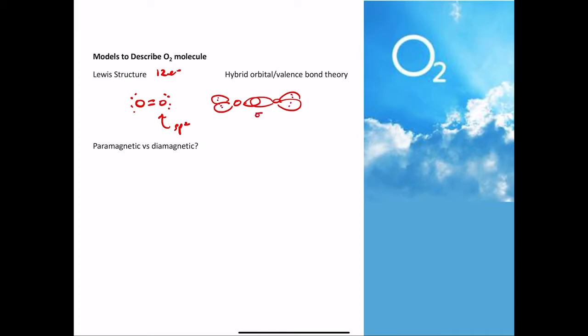That's my sigma bond, right? That would have a pair of electrons in it. And then I've got the remaining p orbitals on O. Those guys are going to overlap to form a pi bond. Right, if I look at this, based on these two models, the Lewis structure model and the hybrid orbital or valence bond theory model, they would both be diamagnetic. I don't see any unpaired electrons in there. So based on Lewis structures and valence bond theory, we expect oxygen to be diamagnetic.